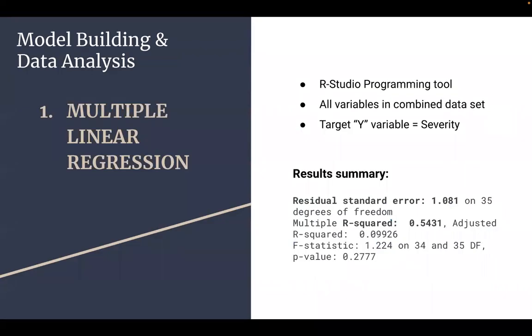So our first model that we're going to be building is the multiple linear regression model. I used the RStudio programming tool to build this model. We're using all the variables in the combined data set, minus those key variables that we removed prior to analysis. And our target variable is going to be severity here. I gave a brief summary of the results of the model before going into the different interpretations of it.